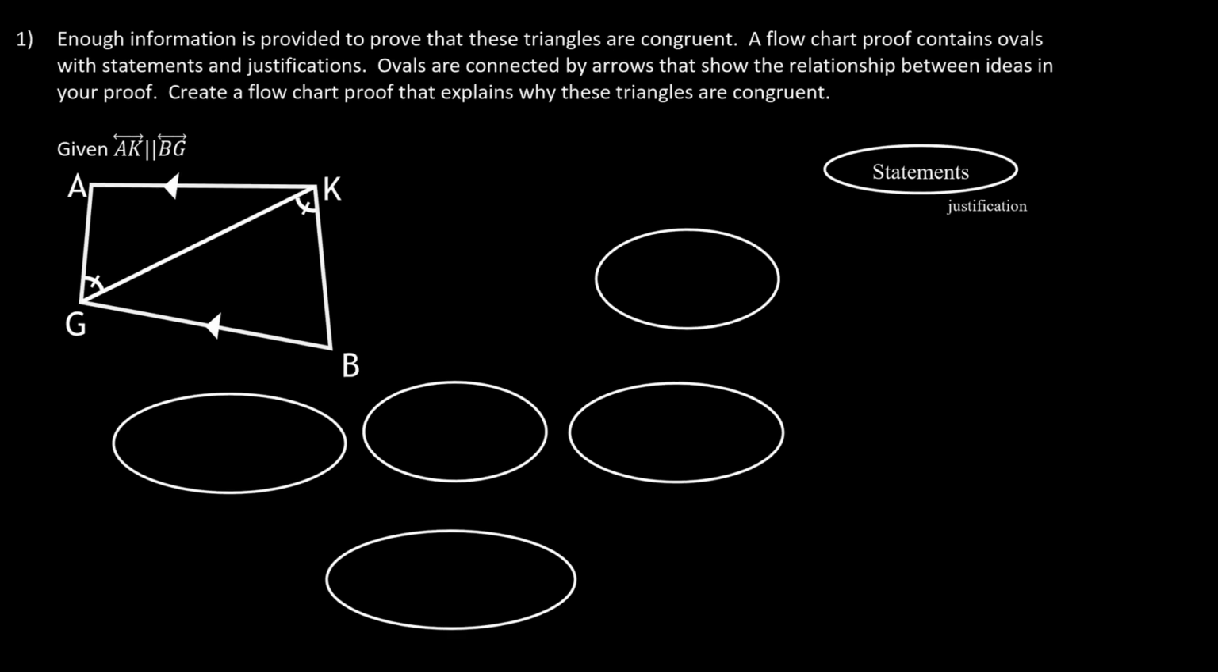So first question says, enough information is provided to prove that these triangles are congruent. A flowchart proof contains ovals with statements and justifications. Ovals are connected by arrows that show the relationship between ideas in your proof. Create a flowchart proof that explains why these triangles are congruent.